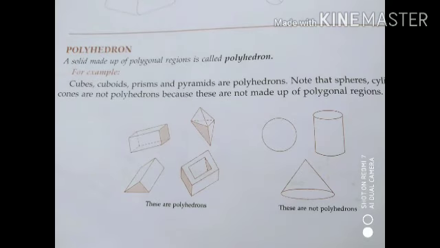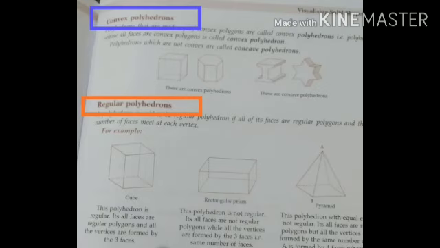So you have to write the definition of polyhedron and you have to draw the polyhedron. You also have to mention why sphere, cylinder and cone are not considered as polyhedron. Use pencil to draw the diagram. So after the definition you will write about the convex polyhedron and the regular polyhedron also.